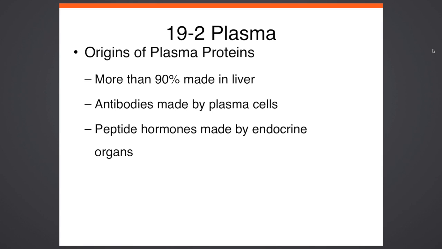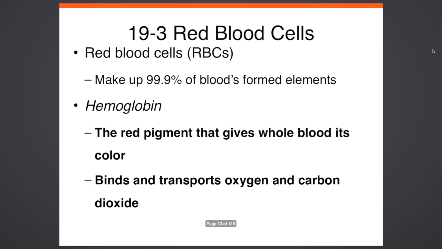The origins of plasma proteins. More than 90% of your plasma proteins are made in the liver. Remember, the liver is the largest visceral organ of the thorax. The antibodies are made by the plasma cells. Antibodies are your best friends because they help fight against disease, bacteria, and invading viruses. The peptide hormones are made by the endocrine organs, as you also know, which we just finished.